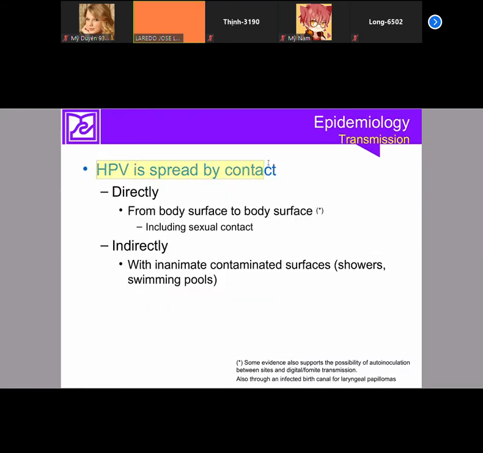Papillomaviruses are transmitted by contact, directly or indirectly. Directly, from person to person, from body surface to body surface, including sexual contact. So, papillomaviruses are another sexually transmitted infection. Contact from person to person. However, they are also transmitted by contact with contaminated surfaces. Very common in showers or in swimming pools. So, indirectly.